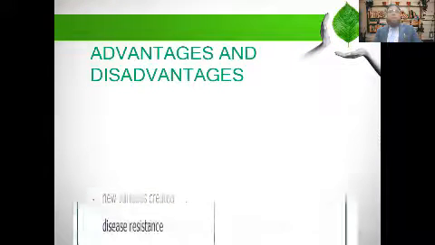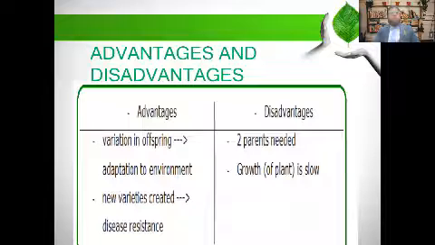Now, what are the advantages and disadvantages of sexual reproduction? In sexual reproduction, the advantage is that variation is seen and the new organisms have different characteristics, and these organisms have more capability to adapt to the environment. But what is the disadvantage? The disadvantage is that two parents are needed, and the growth process is very slow.